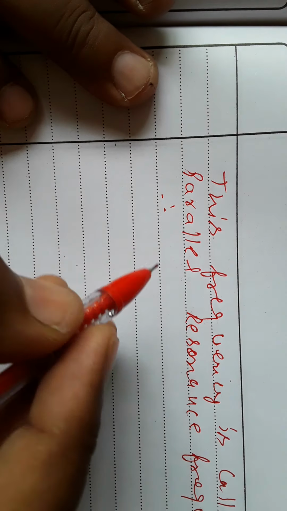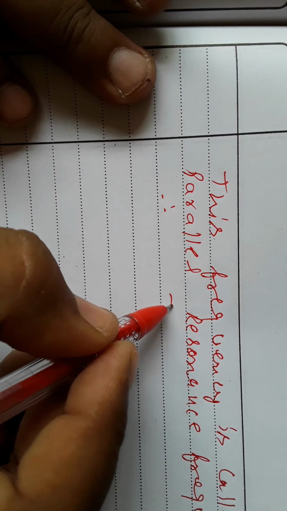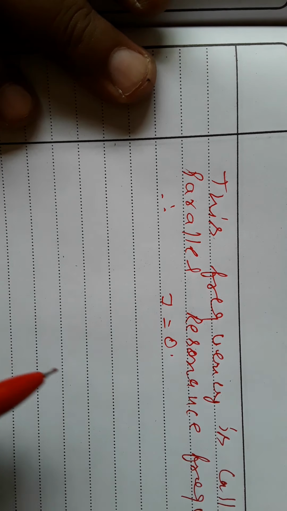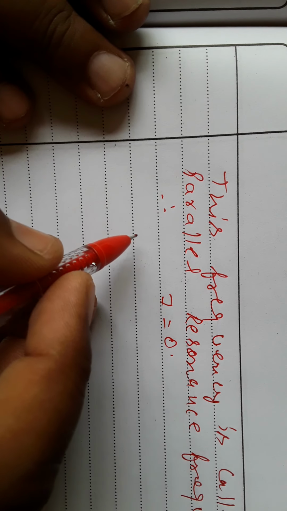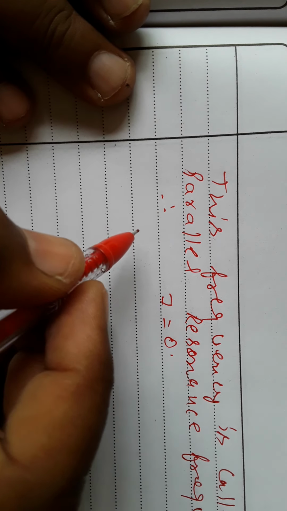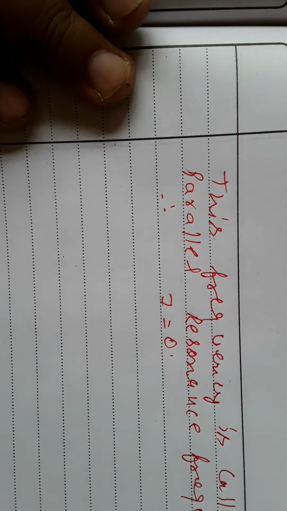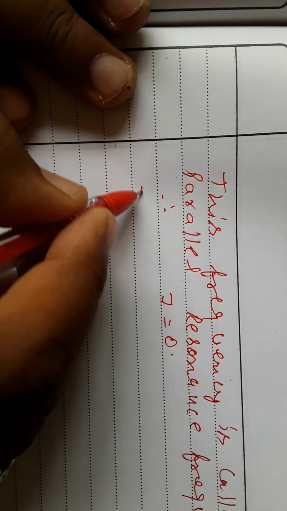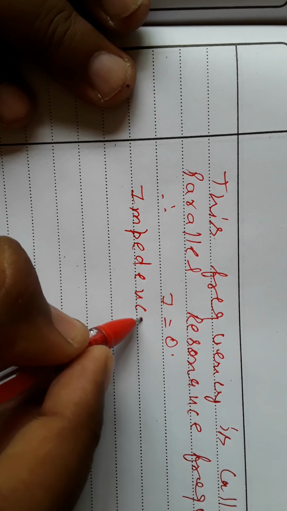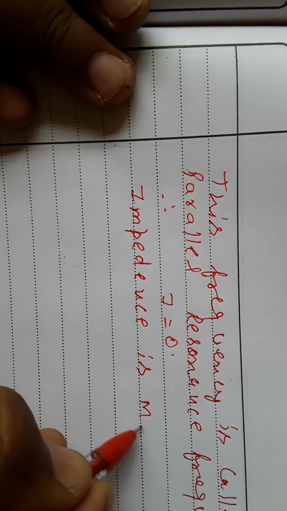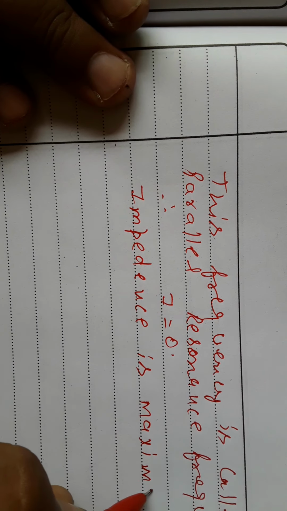Therefore, at this particular frequency, the current will be 0. If current is 0, opposition will be maximum. So we can say that impedance is maximum in the parallel resonance circuit.